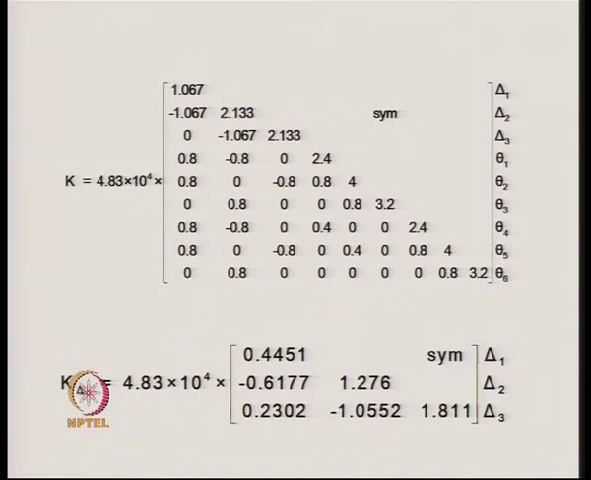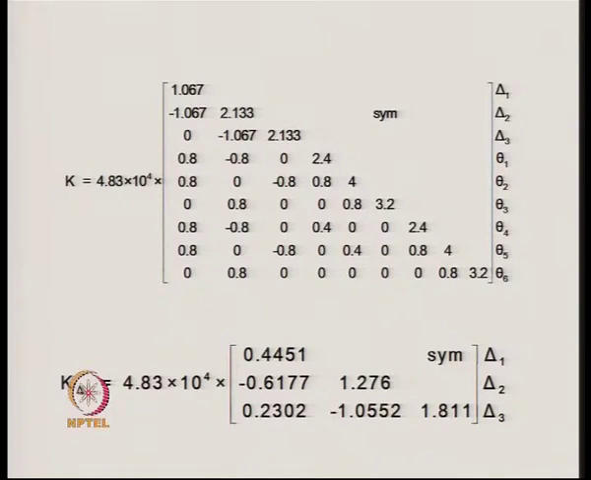Now, for that we write down the stiffness matrix, and we can see that in the stiffness matrix corresponding to delta 1, we have in the first column 1.067, and then corresponding to delta 2 in the column it will be minus 1.067. Then we have the displacement delta 3. So, for delta 3 it will be 0.